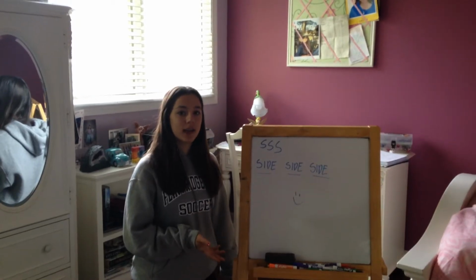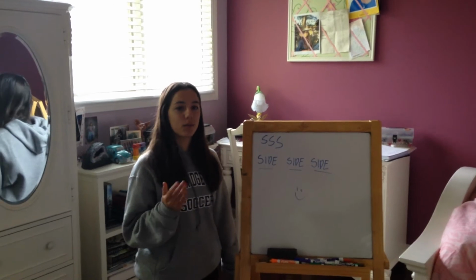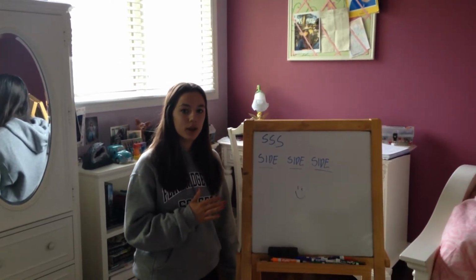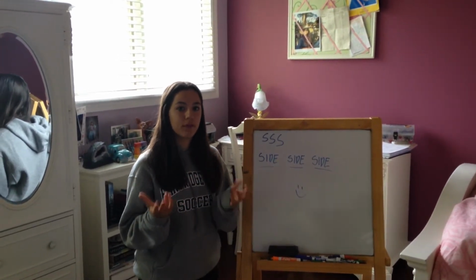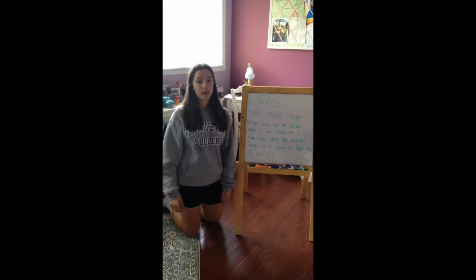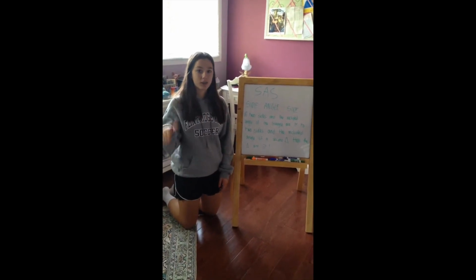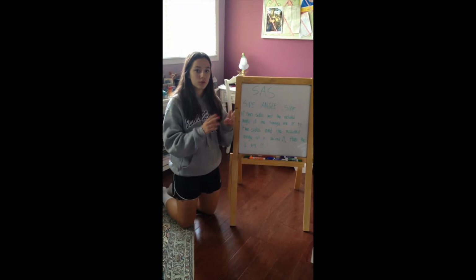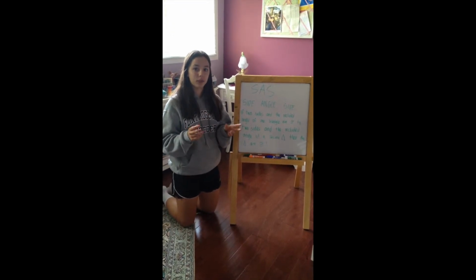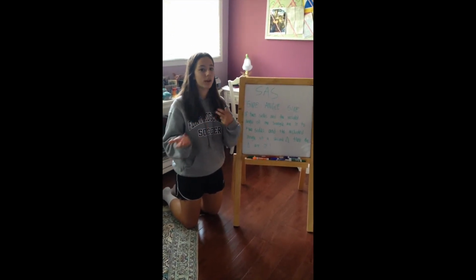So SSS stands for side, side, side, and it's when 3 sides of a triangle are congruent. You can prove that two triangles are congruent if their sides are all congruent. Okay, so SAS is side, angle, side, and if 2 sides and an included angle are congruent in 2 separate triangles, then the triangles are congruent.